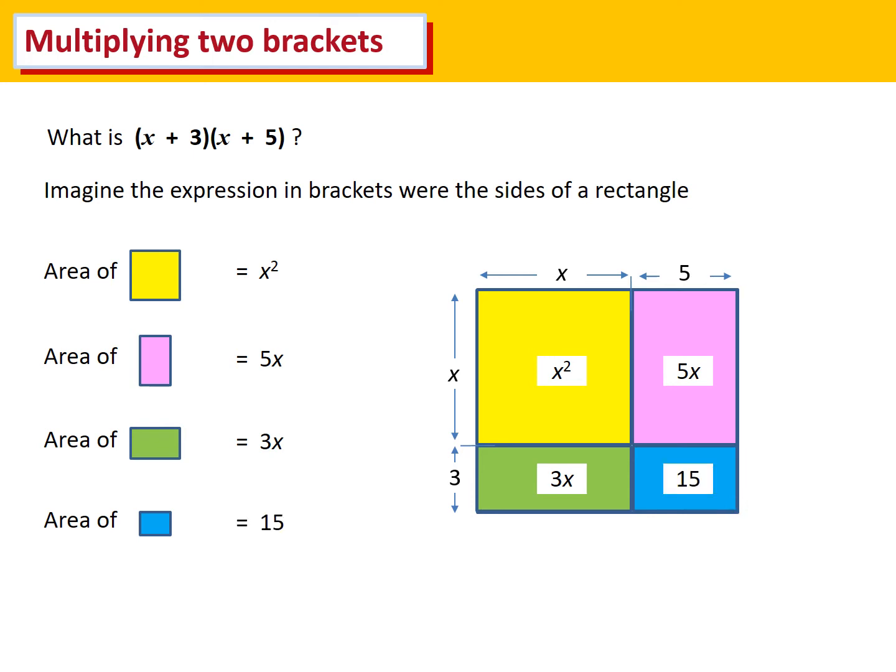So our total area, we need to add these 4 expressions together. When we add them together, can we add an x squared to an x? No, we can't. So we've just got 1x squared. But we can add 5x to 3x. That makes 8x. Can we add 15 to the x's and get 23x or something like that? No, we can't. It's just plus 15 at the end. And that is our expression. So x plus 5 in brackets multiplied by x plus 3 in brackets is equal to x squared plus 8x plus 15.